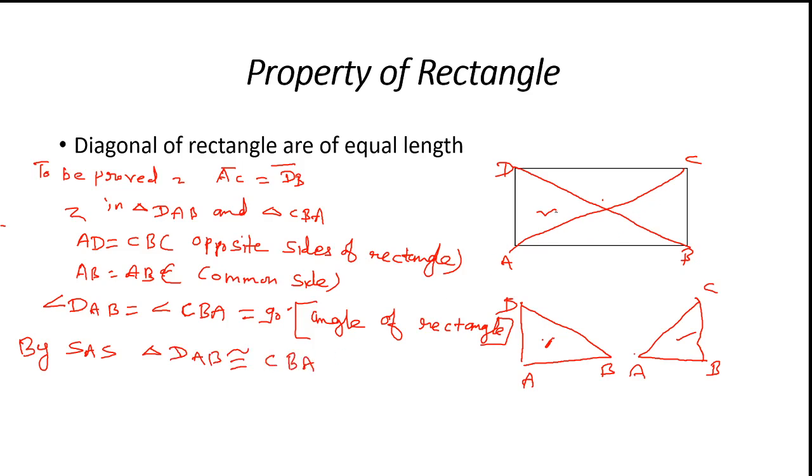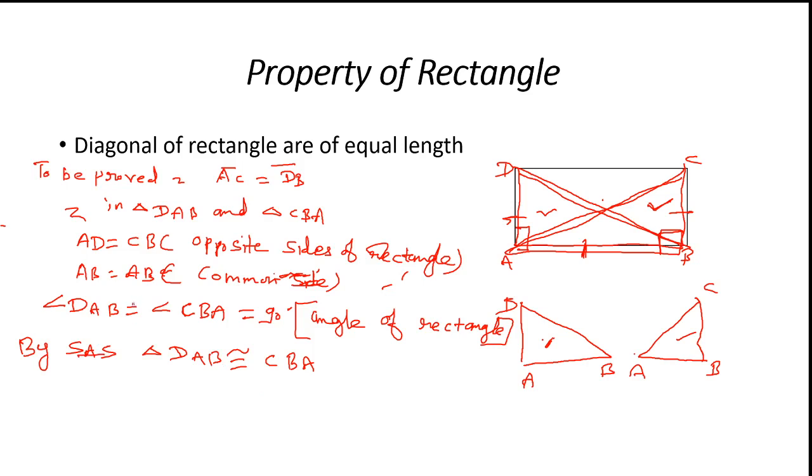ये दोनों ट्राइंगल्स जो हैं, DAB ये वाला ट्राइंगल और सेकेंड ट्राइंगल CBA, both the triangles are congruent. We have proved that by the side angle side property. These two sides are equal, this is the common side, and one of the angles of this triangle is equal to the other angle of this triangle. So by side angle side congruency, we can say that these two triangles are congruent.